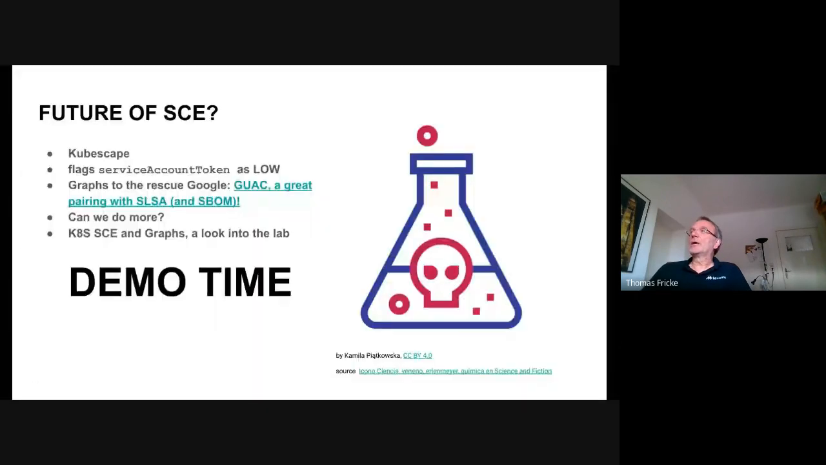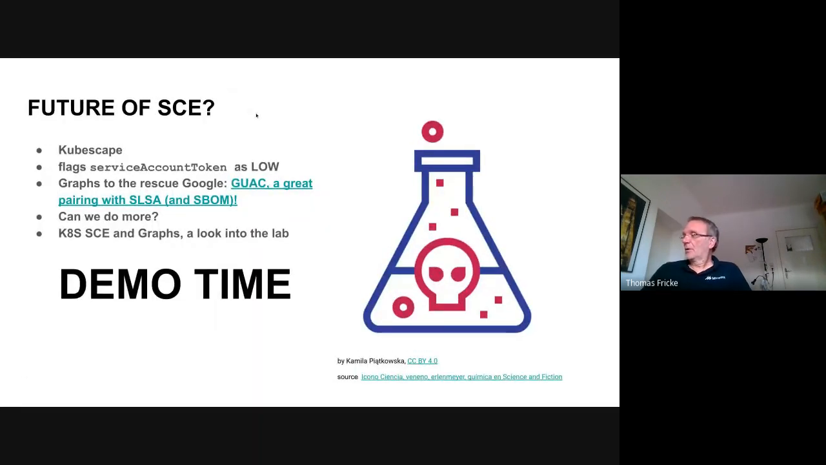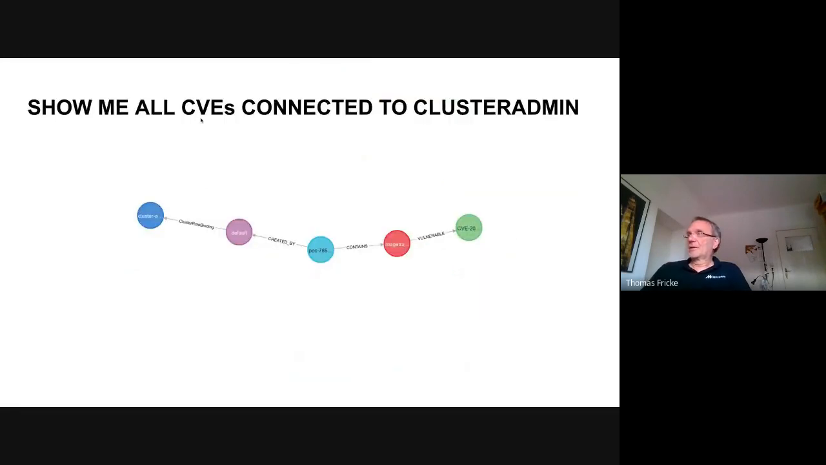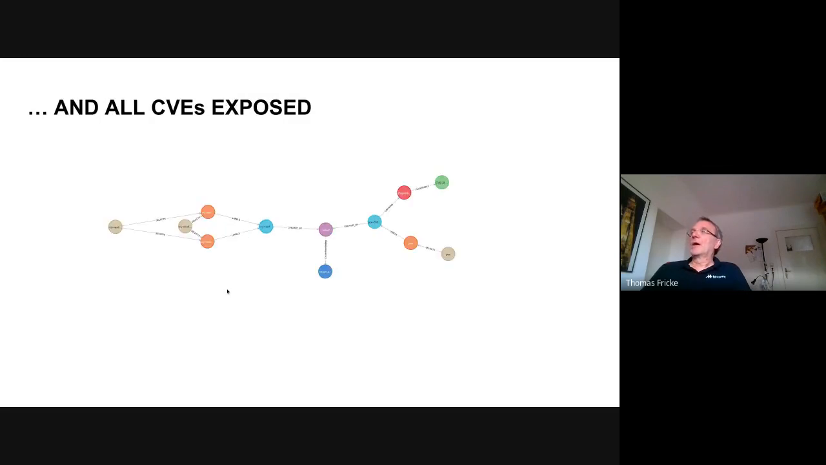Okay, we are at the end of the demo. And just continue. We've seen you can get a lot of information in a Cypher query. And by the way, this is a very small Minikube demo cluster. So in a real cluster, this would be much more dramatic and impressive. You can connect all the CVEs in a graph with the cluster, with all the objects in Kubernetes affected. This is kind of nice. And here you have also the CVEs exposed.